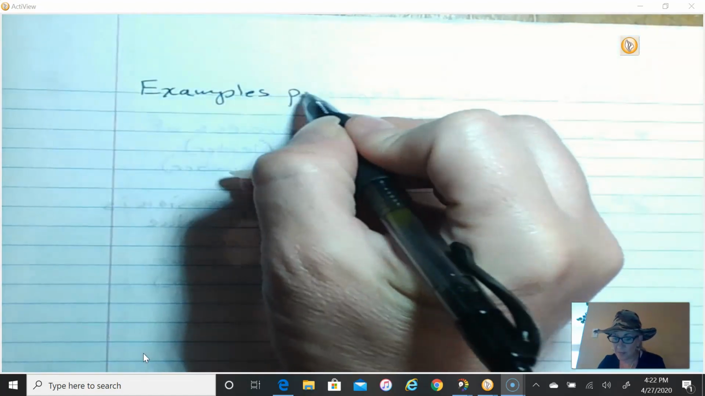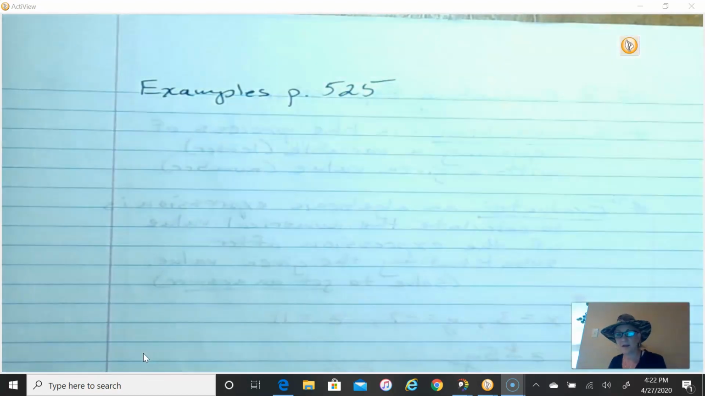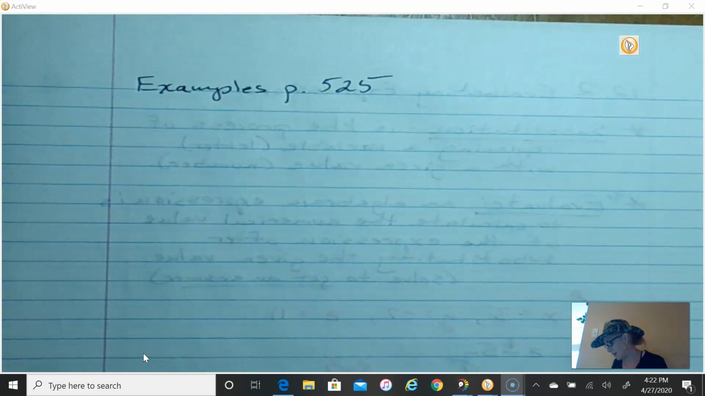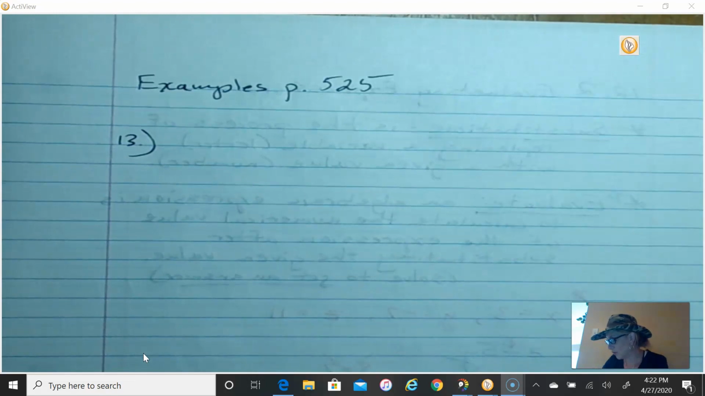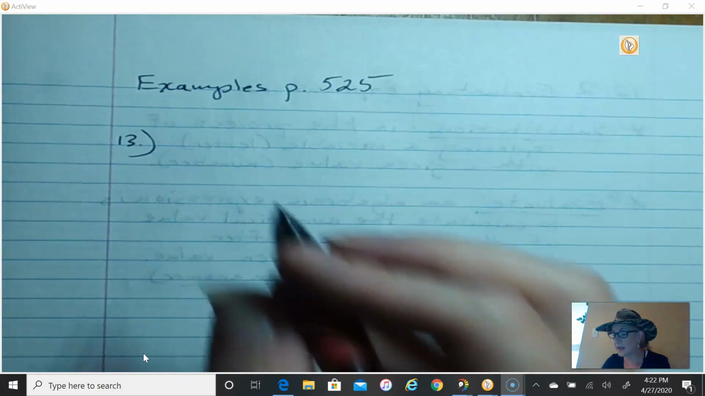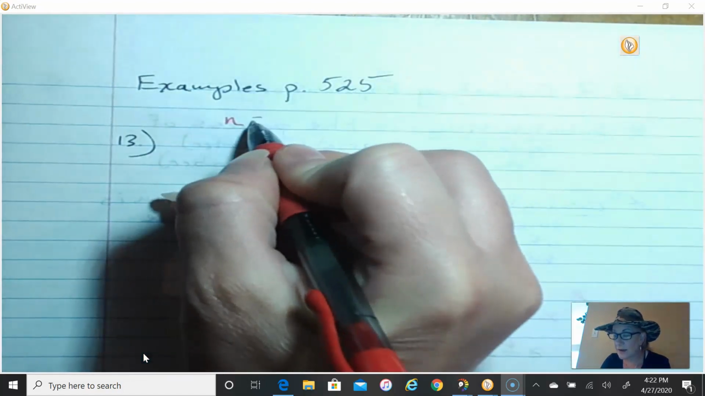Let's go ahead. Those are some examples, but let's go ahead and do some straight from your problems. So examples, page 525. All right, so the first example we're going to do, we're going to start with 13. Okay, so for 13, the directions say evaluate each expression. Let n equal negative 4. Guys, that's in your directions. N equals negative 4.